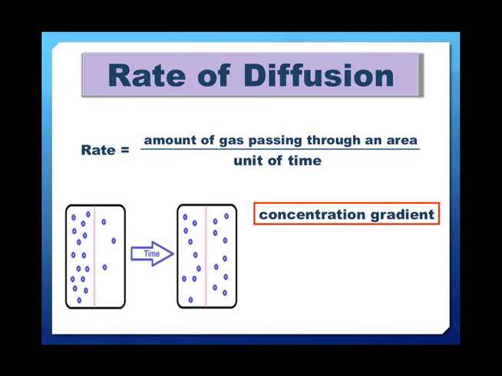If a lot of gas is in one area and the other area is totally empty, that will result in a faster rate of diffusion than if the two areas have more similar concentrations.